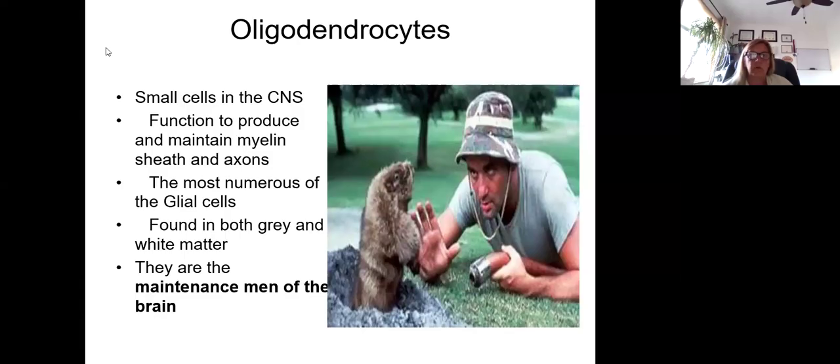All right, so oligodendroglia. Oligodendroglia are the maintenance men of the brain. They're small cells that are in the central nervous system, and their whole thing is to maintain the myelin sheath and the axons. They are sort of the cleanup crew, the maintenance men. They fix anything that goes wrong with your myelin sheaths or your axons. They're the most numerous of the glial cells, and they're found both in the white matter and in the gray matter.